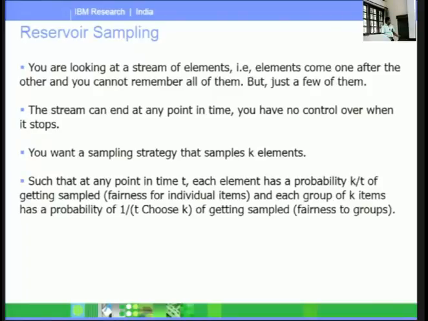And each group of k items should have a probability of 1 over t choose k of getting sampled, because there are that many groups of size k. That is this much, 1 over t choose k, and each group should occur with this probability. And you want to satisfy this property at every point in time. Does this seem doable?